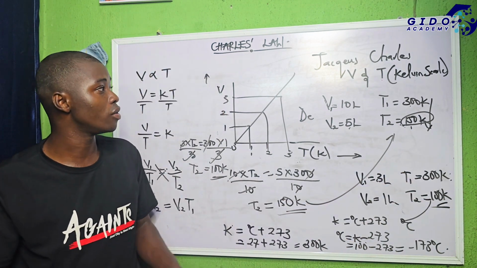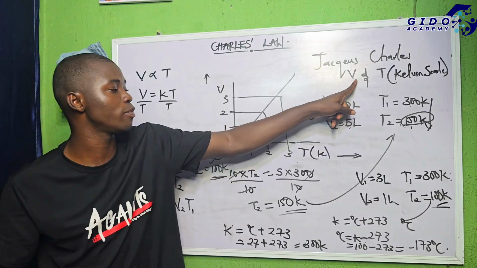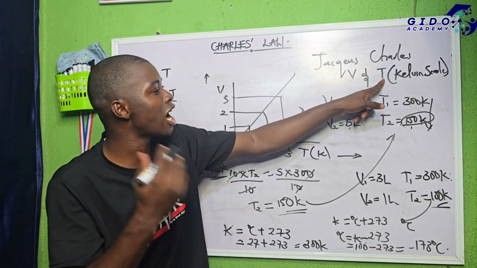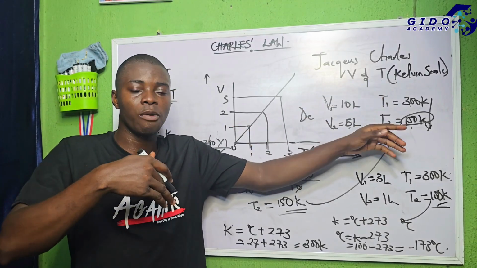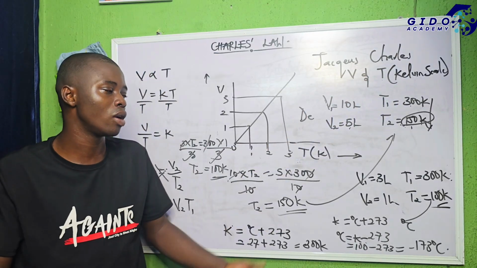Because Charles' law shows the relationship between volume and temperature, and it says that the volume of a fixed mass of a gas is directly proportional to the absolute temperature in Kelvin, provided pressure and number of moles, other parameters, are kept constant. So that's all you are expected to know.